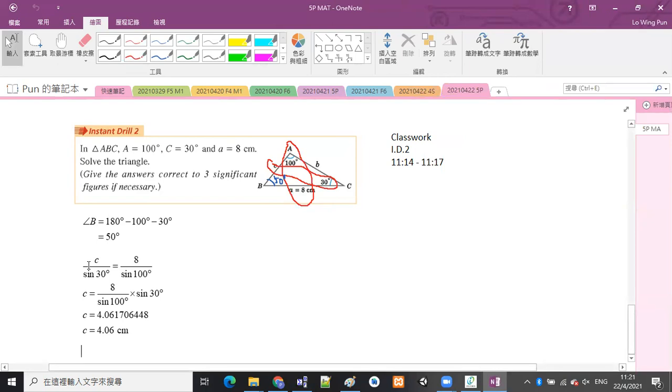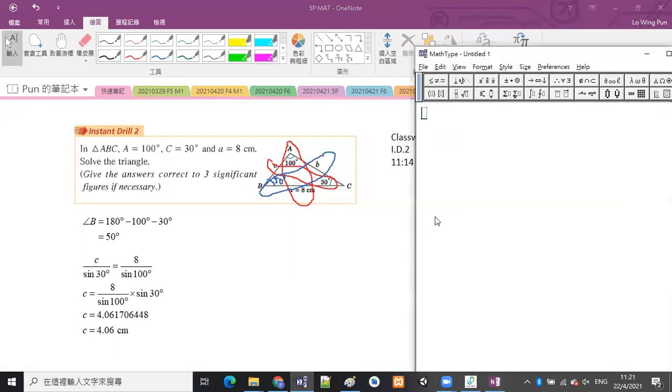How about length B? We still need to use the sine formula here, right? I need this pair. The B is corresponding to 50 degrees. Okay, so I want to find B. So I put B on the top left corner and then divided by sine 50 degrees. And it's equal to the other pair. Yeah, 50.